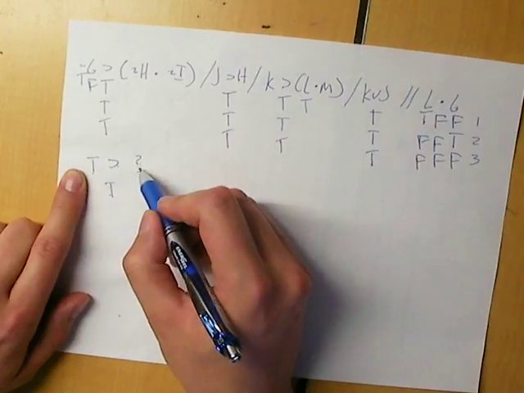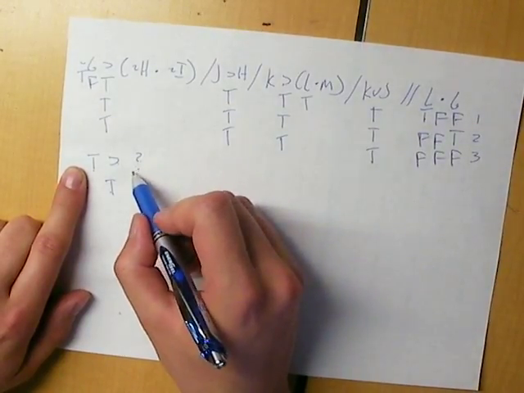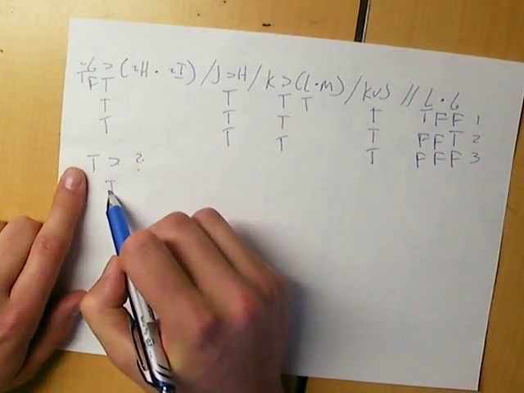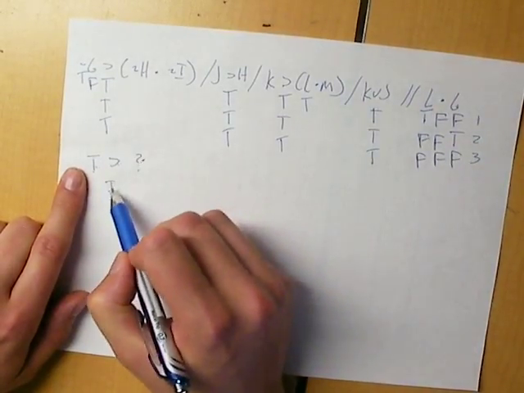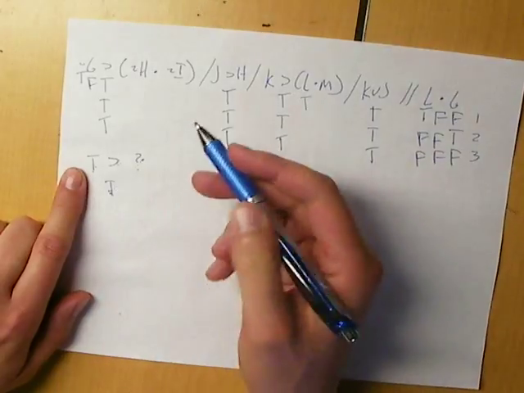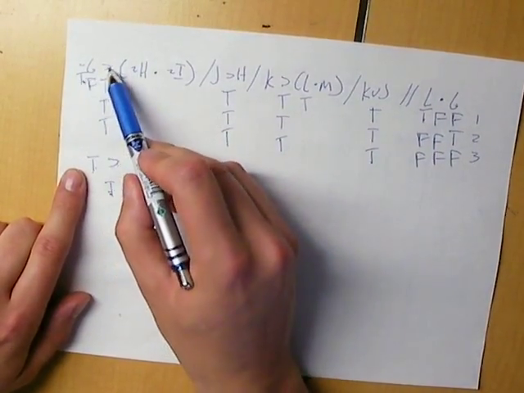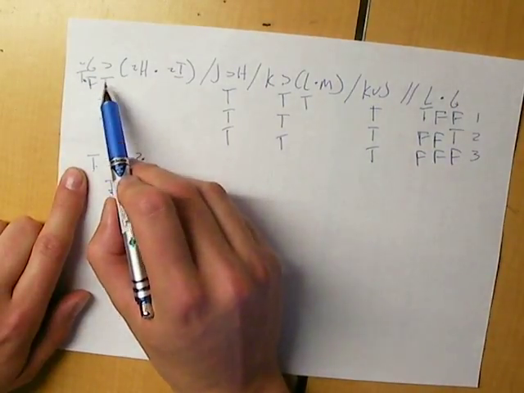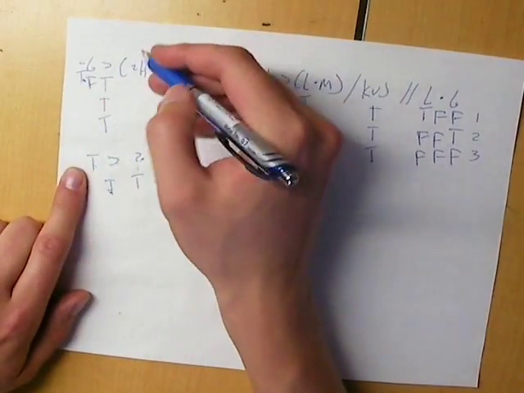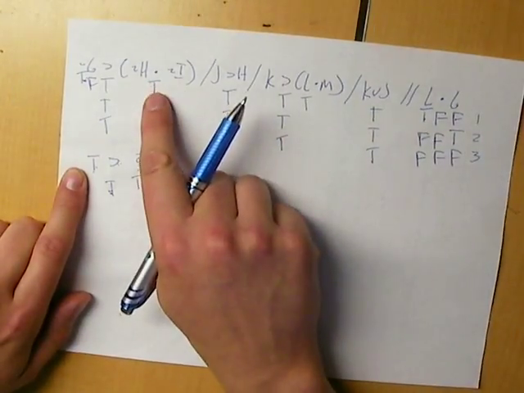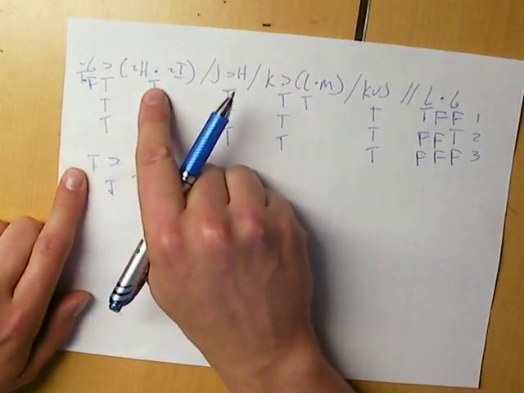Well, the what has to be either true or false. What if it were false? Then I'd have T horseshoe F, but that'd go against my assumption. T horseshoe F would be false, and I've assumed it to be true. So that tells me that the question mark has to be a T. T horseshoe T is the only way to make that assumption work. So notice, that tells me that the consequent is true, that the dot has to be true.